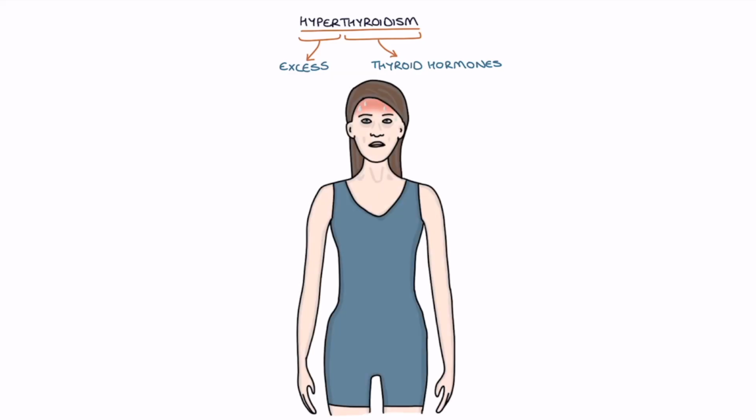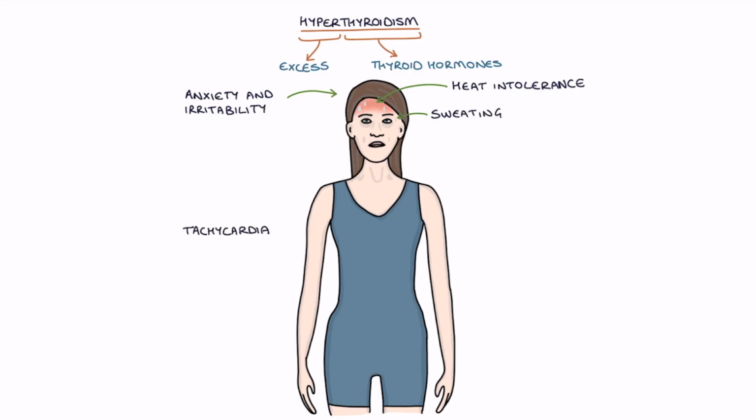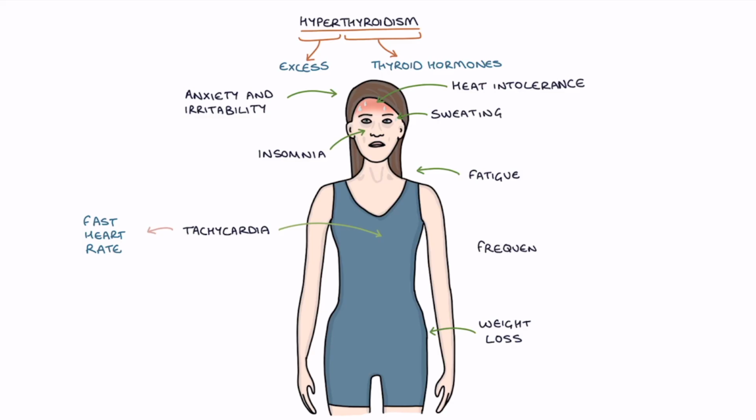Next, let's talk about hyperthyroidism. Hyperthyroidism refers to when there is excess thyroid hormones. Hyperthyroidism causes symptoms of anxiety and irritability, heat intolerance, feeling like the environment is too warm all the time, sweating, tachycardia, which is a fast heart rate, weight loss, fatigue, insomnia or difficulty sleeping, frequent loose stools, and sexual dysfunction.